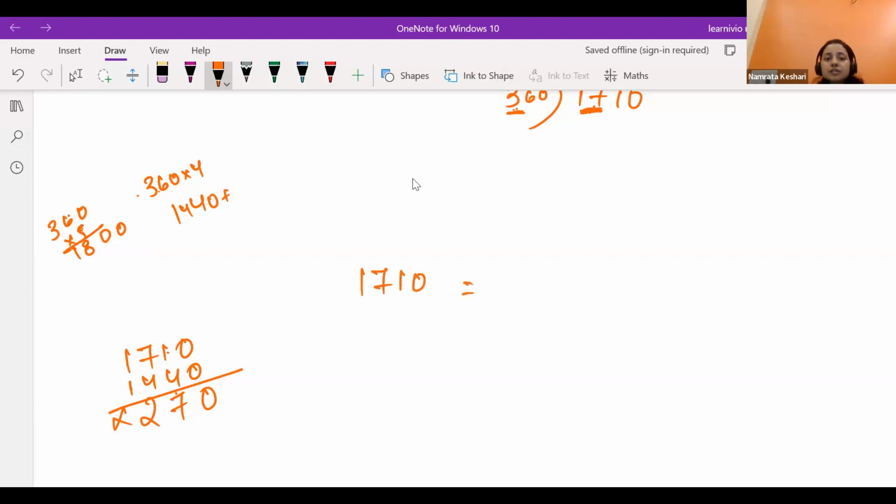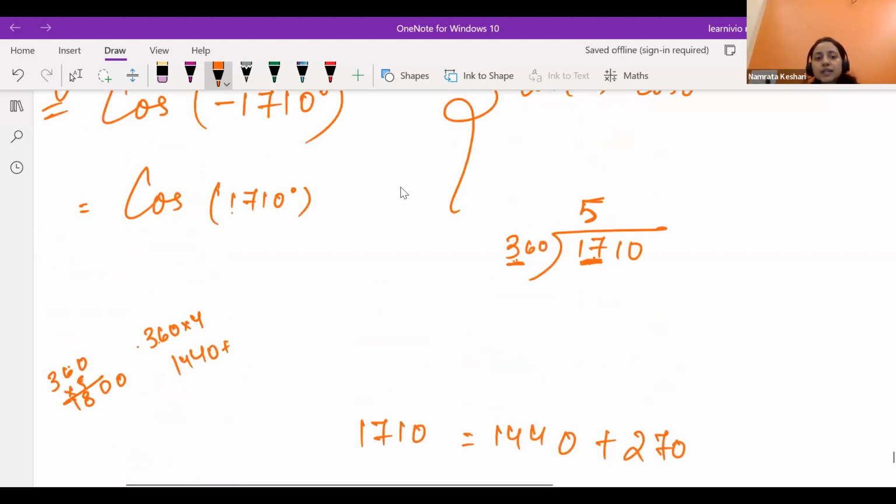1710 means 1440 plus 270 degree. Now we have to figure out what is 270 degree. Do we know 270 degree? If we know, then we can use that concept.